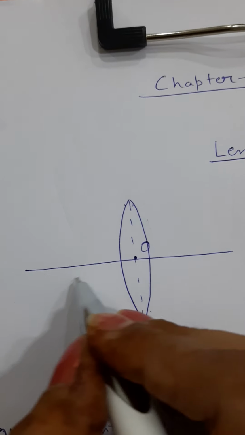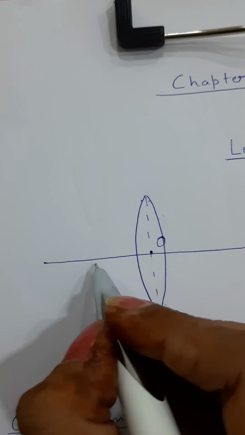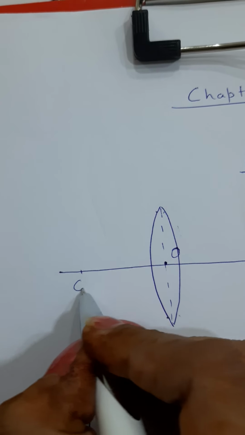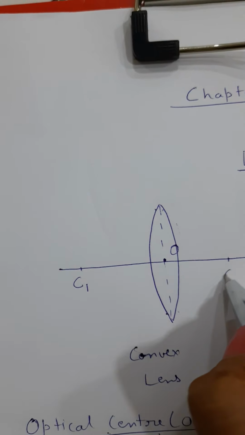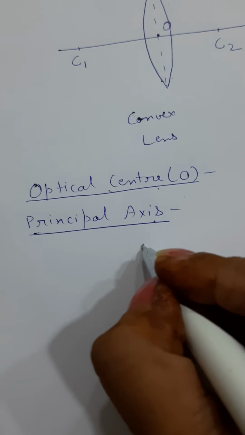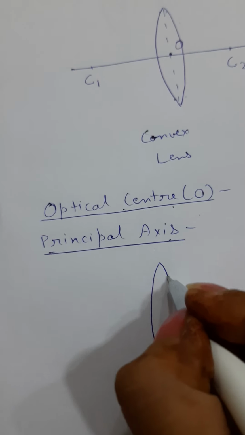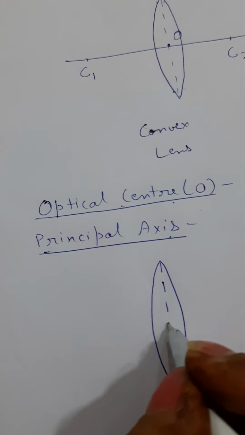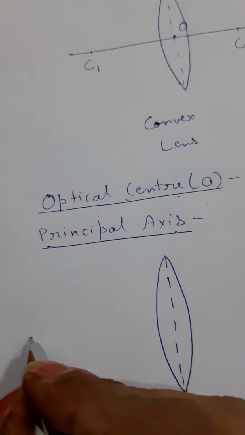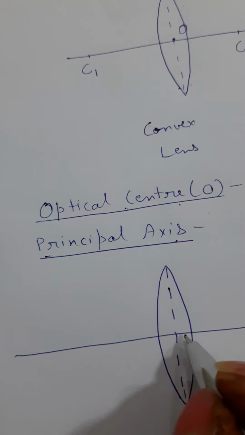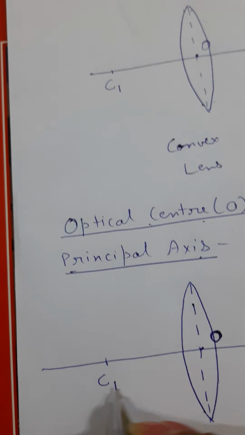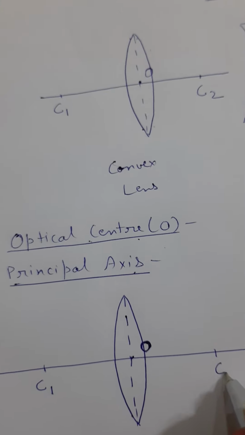Because we have two curved surfaces, we have two centers of curvature. Suppose the first is C1 and the second is C2. In the same manner, I am drawing a new diagram. Suppose this is a lens. If I ask you to draw a lens, you will draw a lens like this. Then you will draw the principal axis. This point is the optical center, then the first center of curvature and then the second.